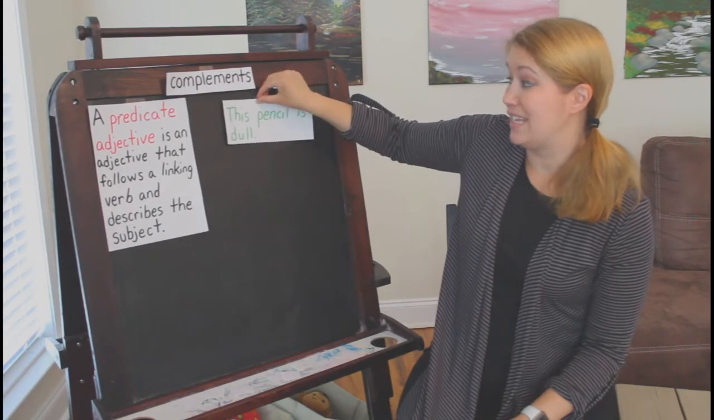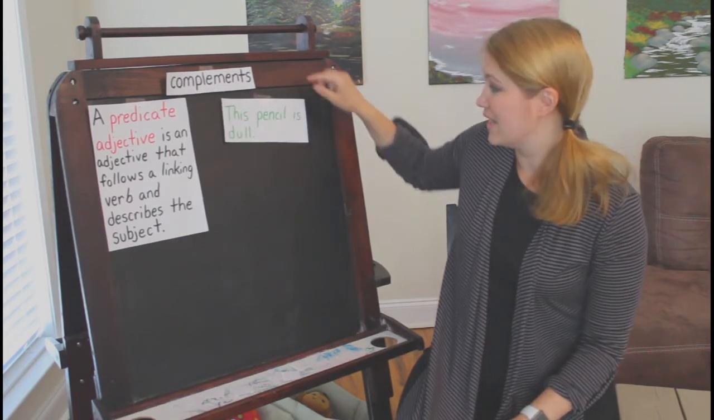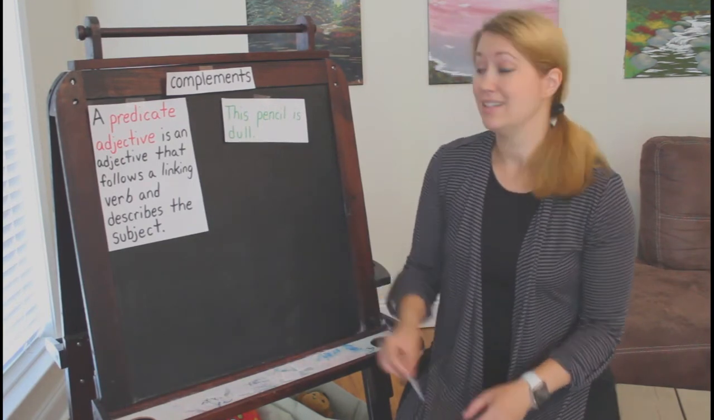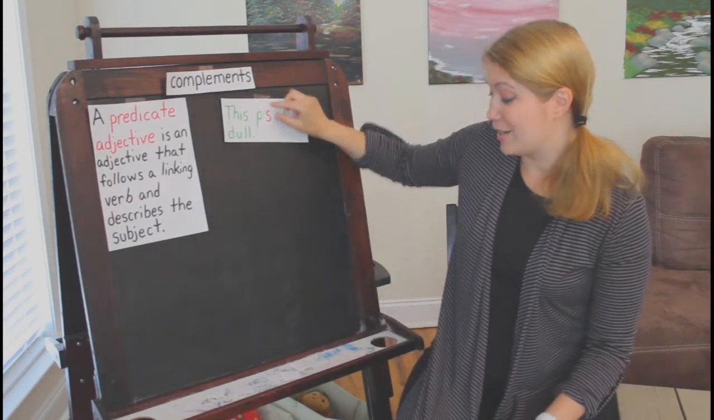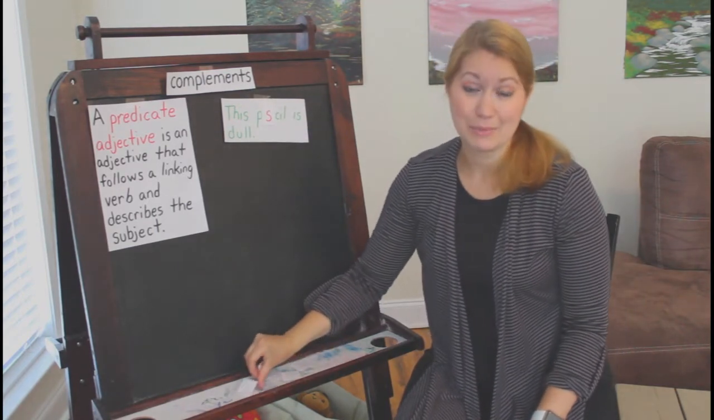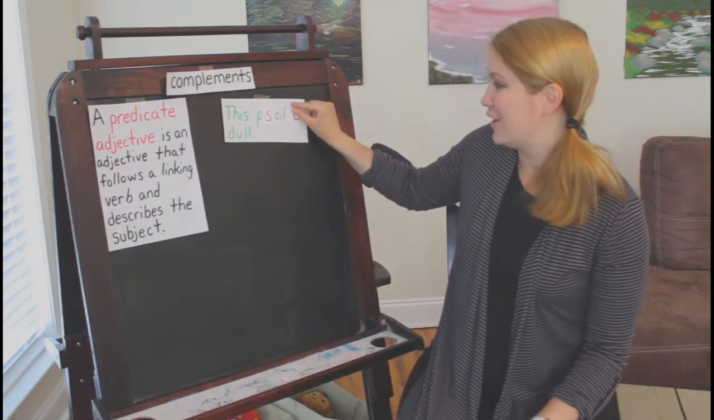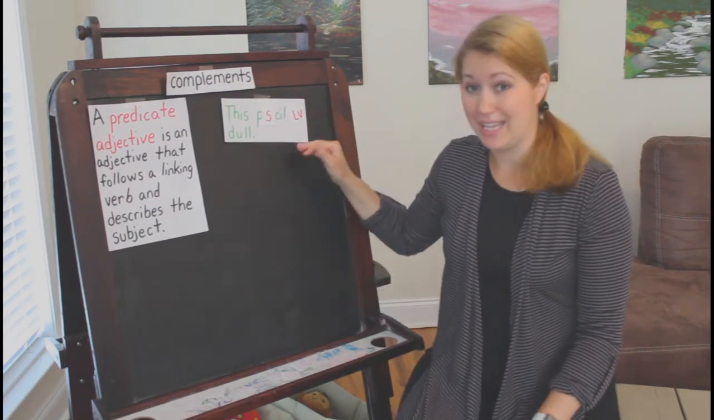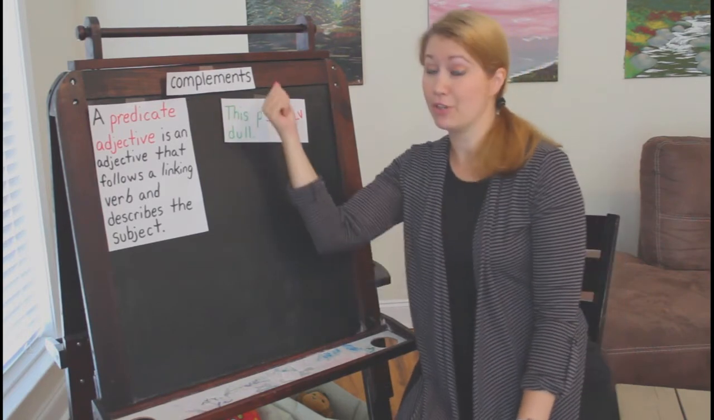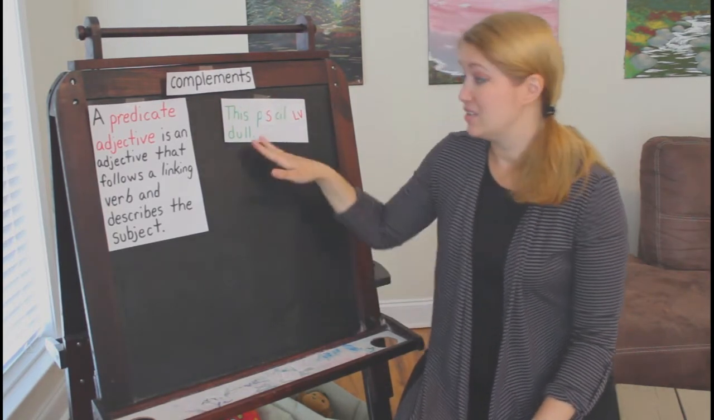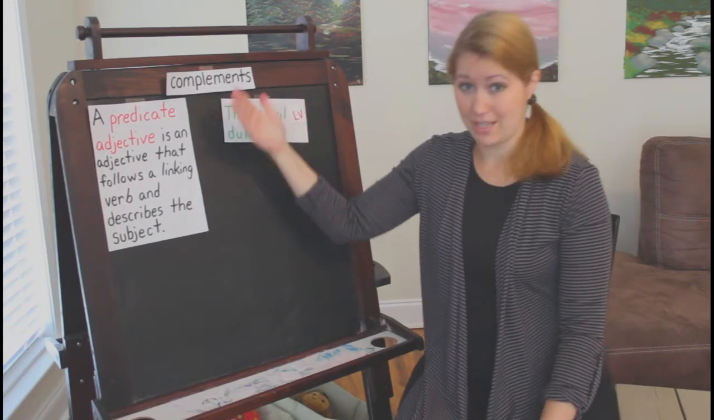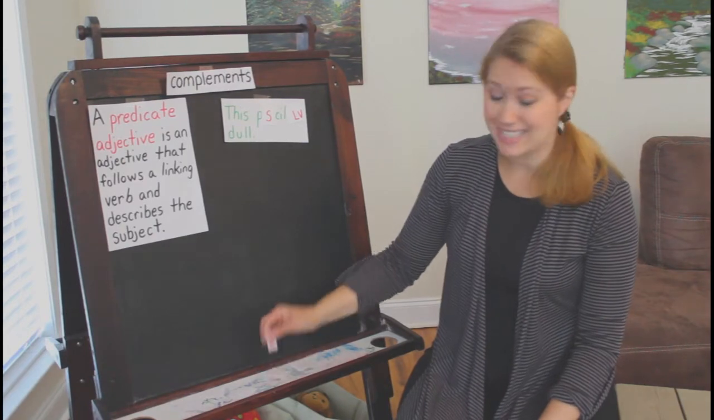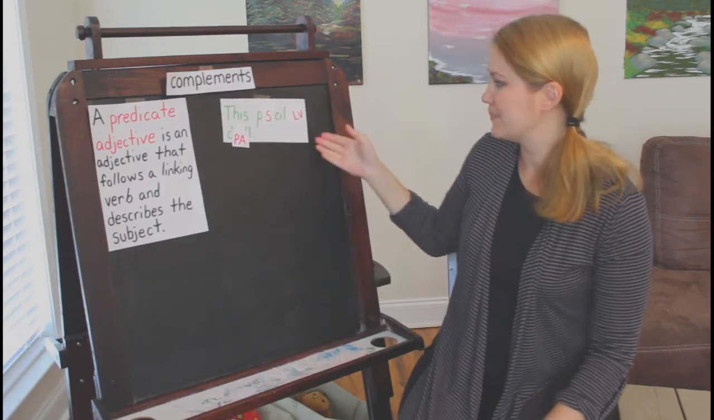This pencil is dull. What's our subject? Pencil. What's our verb? Is. We've used that one a lot. Pencil is what? Pencil is dull. Is dull another word for pencil? No. Dull is describing the pencil. So that gives us another predicate adjective. I think you're catching on to this.